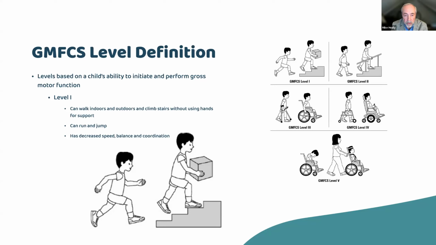GMFCS level 1 can basically do most of the things that their peers can. They have some decreased speed, a little bit of loss of coordination, but can typically run and jump, and they can get up and down stairs without using their hands.